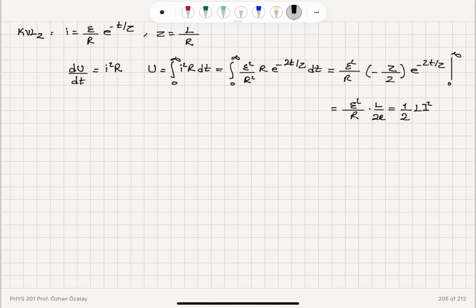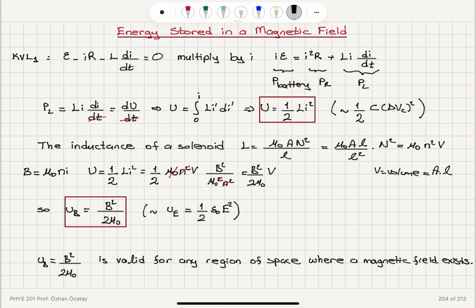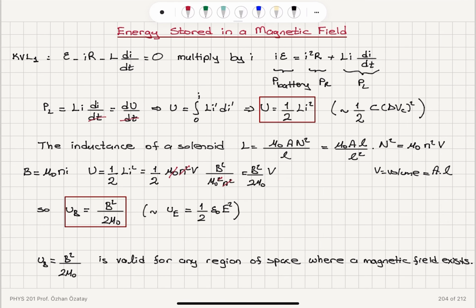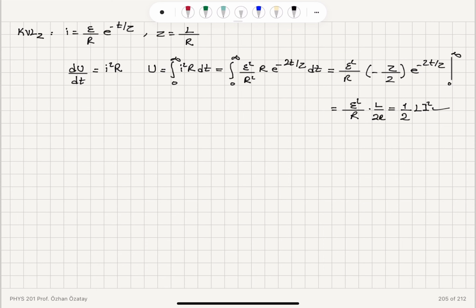So basically this will be the energy stored in the inductor when it carries a current I. So we can see that the potential energy stored in an inductor when it has a current I is basically 1 over 2 Li squared, which is the previous result I have obtained here. So when the current is equal to epsilon over R, I obtain 1 over 2 Li squared.